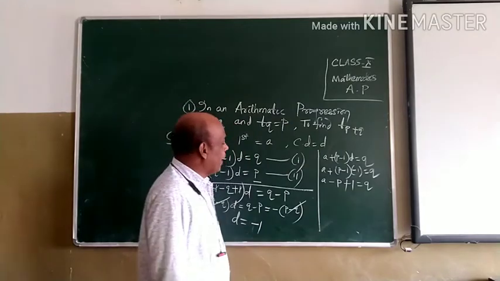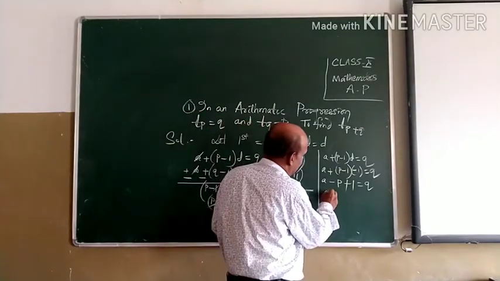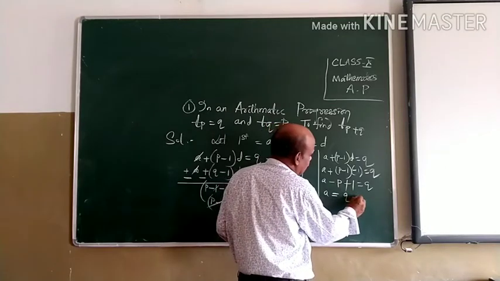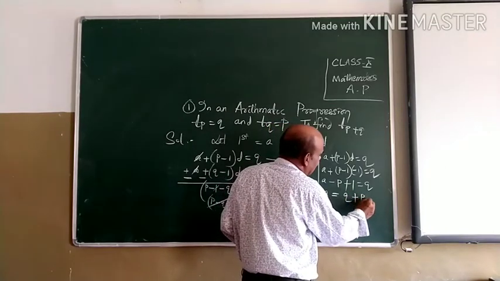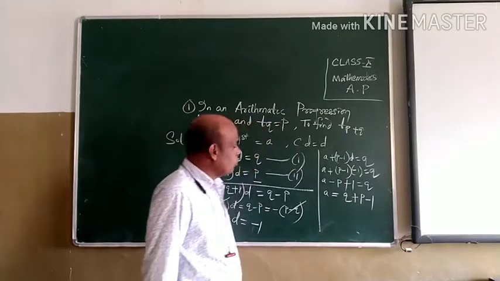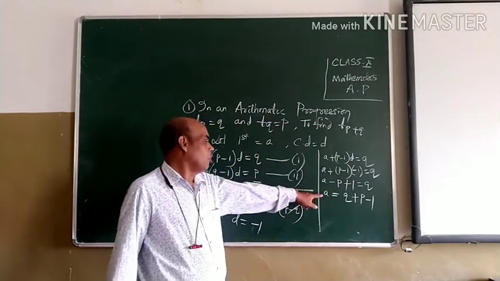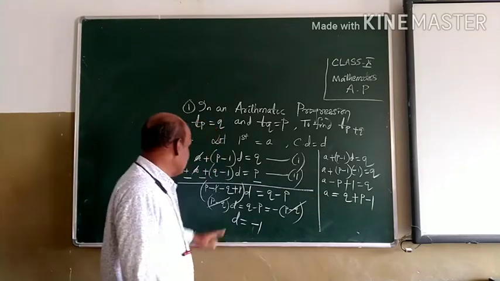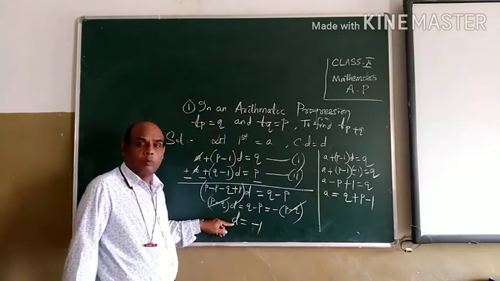So now what we got? For the value of a, this minus P will come to this side, that will be Q plus P minus 1. So now you observe, already you got the value of a, the first term, and here you got the value of the common difference.